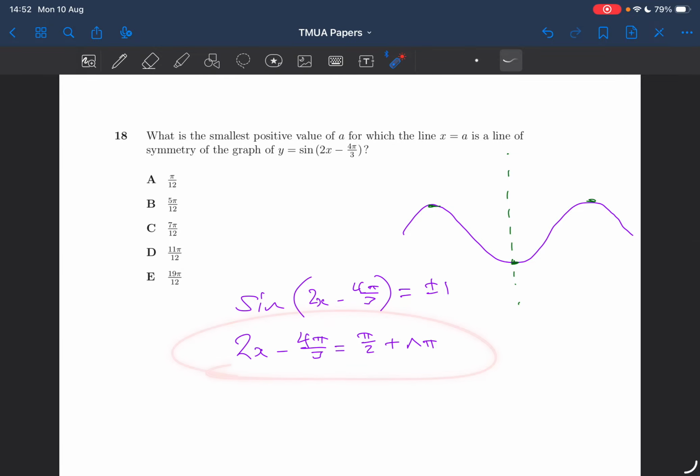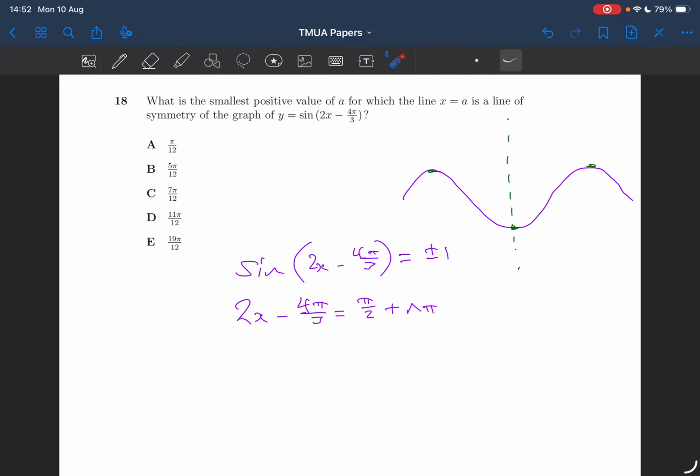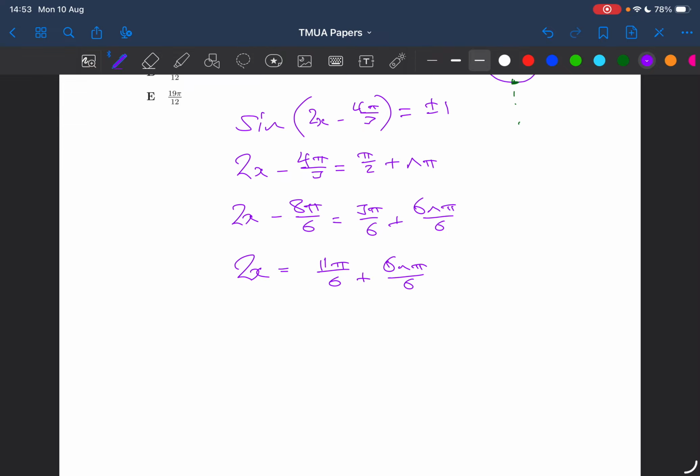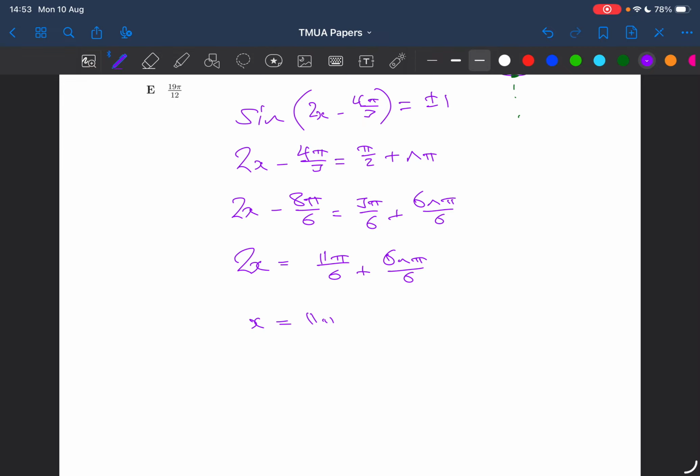So this is good. We want to rearrange then for the x effectively. What I'm going to do is try and write everything over 6. So it's like the common denominator that we have, or the lowest common denominator. So doing that, we'll have 8 pi on 6 is equal to 3 pi on 2, 3 pi on 6 plus 6n pi on 6. So that's good, still with the 2x. So now we can add everything over. We'll have 8 plus 3 is 11. And then we'll add on still the 6n pi on 6. And then divide them by 2. So we'll have 11 pi plus 6n pi all over 12.